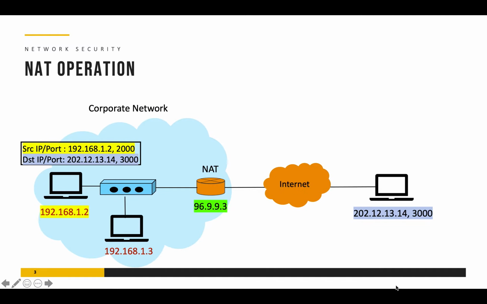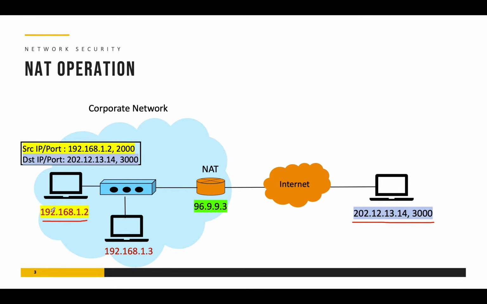Let's see how NAT actually operates. So let's say this is your corporate network, and if you note, you're using private IP addresses. So for example, 192.168.1.2 or 192.168.1.3, they're all private addresses, which basically means they're not publicly routable. Now let's say you want to send data to this system, which is on the internet, and it has a public IP address of 202.12.13.4, and it has an application running on port 3000.